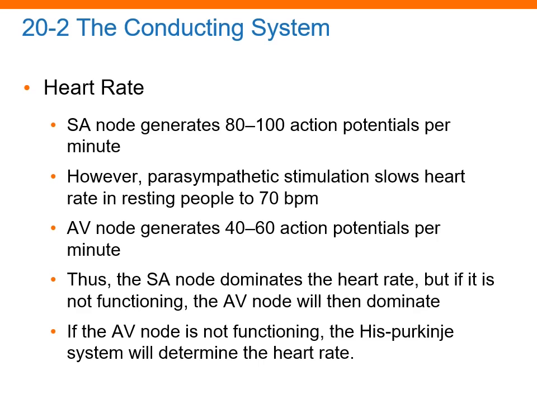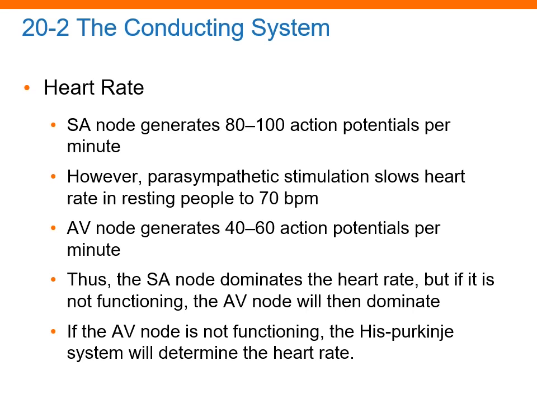But again, if your heart were taken out of your body, were isolated, it would be faster because you no longer have the parasympathetic nervous system input, because at rest, the parasympathetic nervous system dominates and has the most innervation of the heart. So that would slow down your baseline heart rate to about 70 instead of 100. The AV node generates 40 to 60 action potentials per minute.